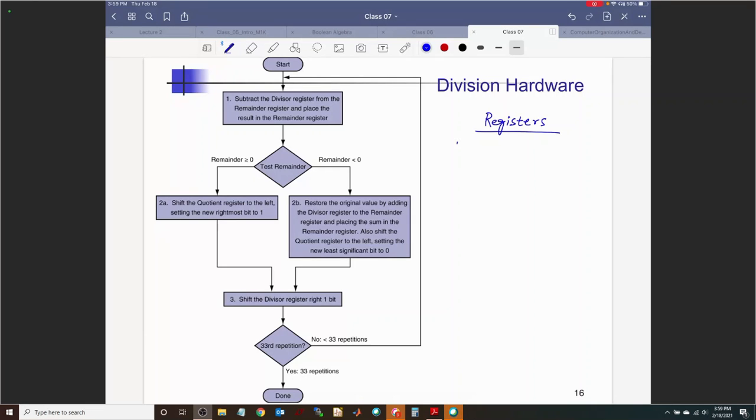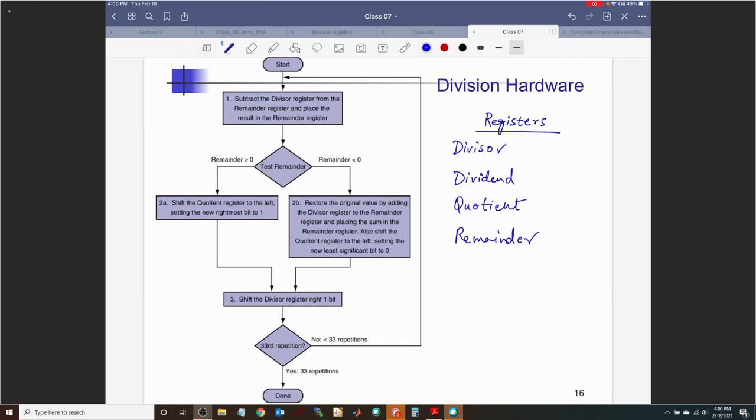It looks like we need a register for the divisor. It looks like we need a register for the dividend. We need a register for the results now, quotient, and the remainder. Earlier we had multiplier, multiplicand, and product. Now we have 4 of them. 2 of them for the operands, 2 of them for the results. Okay, so now going back, subtract the divisor register from the remainder register and place the result in the remainder register. So the remainder register is sort of functioning as our product register in the multiplication process that we looked at.